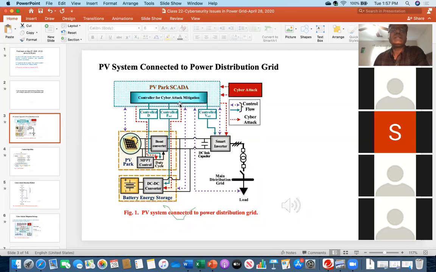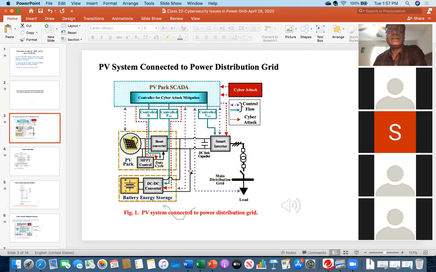Now on top, as you can see, I have written photovoltaic park SCADA system. So here is the SCADA. And on the right side, as you can see, I'm assuming that there is a cyber attacker shown in red color. They are entering, they are injecting bad signal. And how they are affecting, you can see that there are two types of dotted lines.